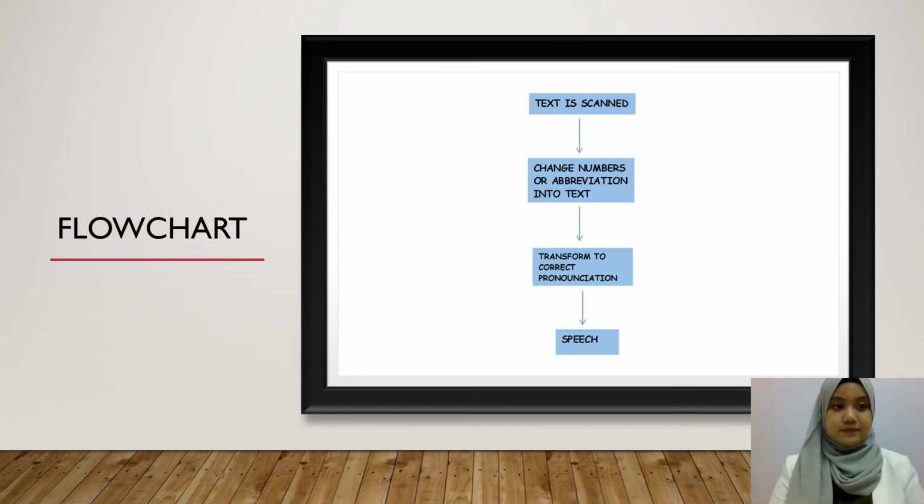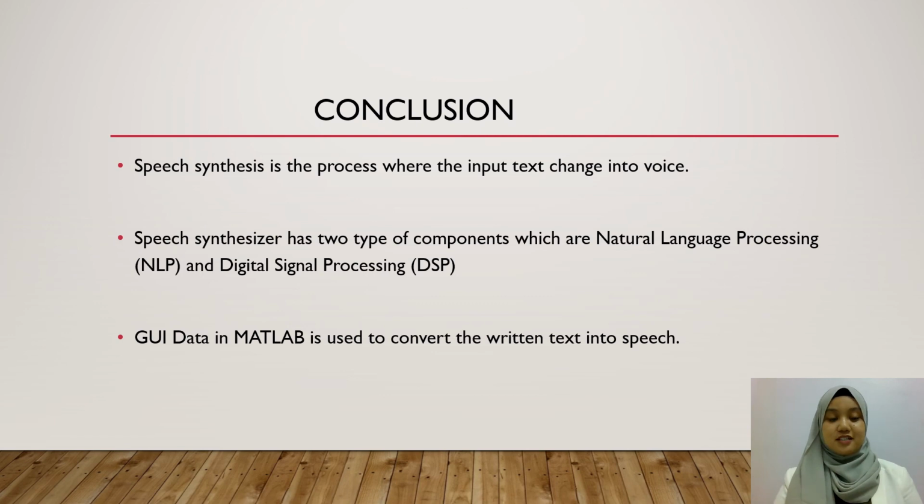Okay. So for the conclusion, speech synthesis is a process where the input text can be changed into voice. The speech synthesizer has two types of components, which are natural language processing (NLP) and also digital signal processing (DSP). GUI data in MATLAB is used to convert the written text into speech.